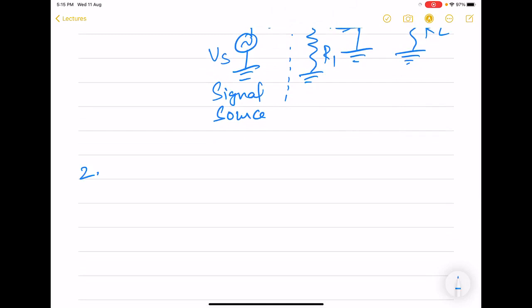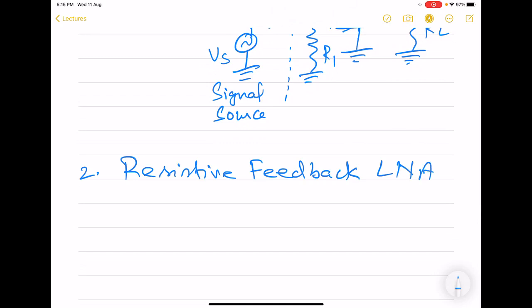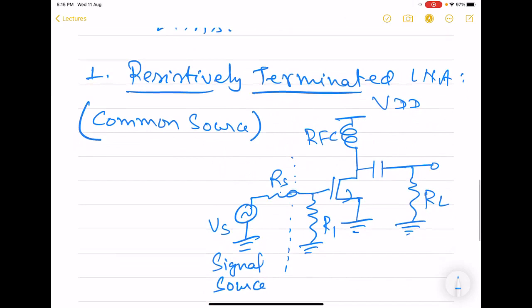Second is called resistive feedback. By the way, the name of the first LNA, resistively terminated, comes because of presence of this R1. So this R1 is responsible for this name.